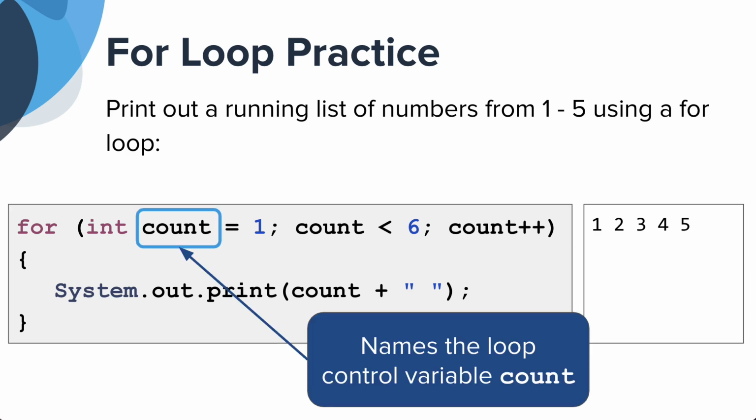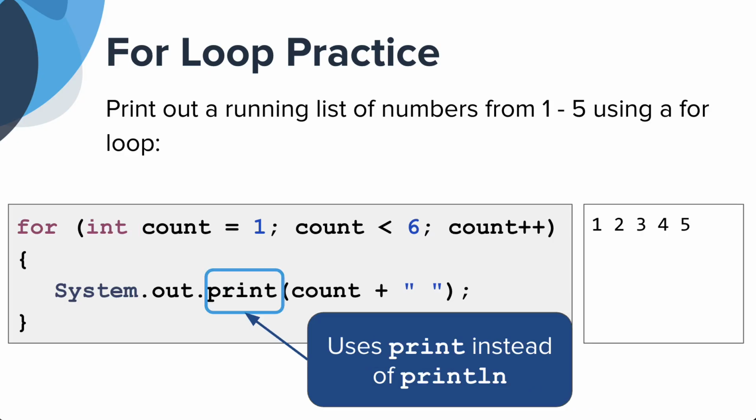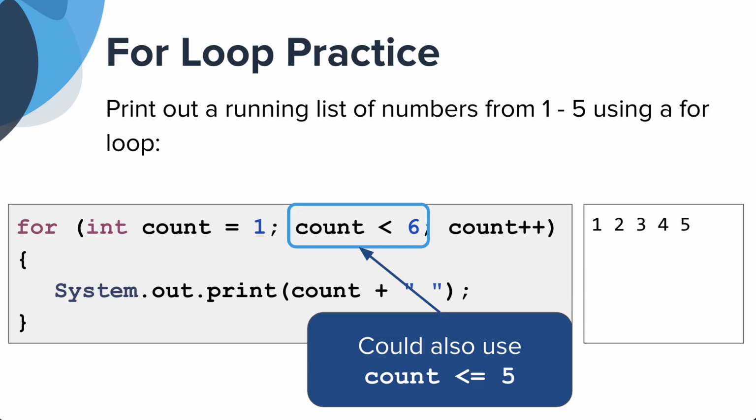Notice that this loop names the control variable count instead of i. As a reminder, while i is regularly used as the control variable name, you can call it anything. You just need to be consistent with that naming within the loop. Also, note that the print statement uses print instead of println so that the numbers can all appear on the same line. Lastly, this loop uses the Boolean expression count is less than 6, but you could also use count is less than or equal to 5 for the same result.